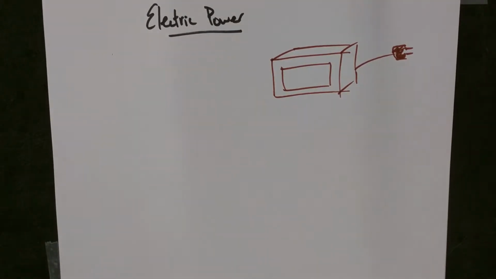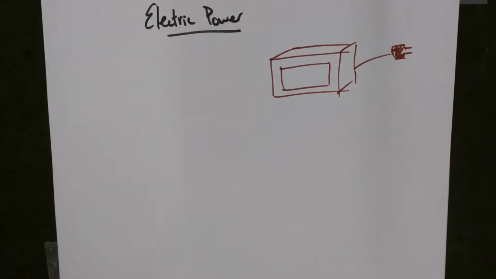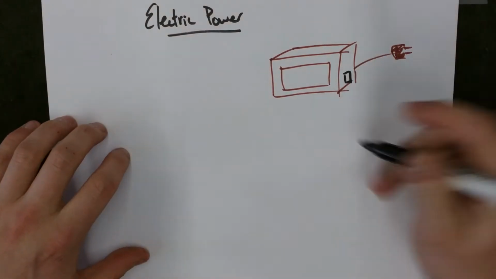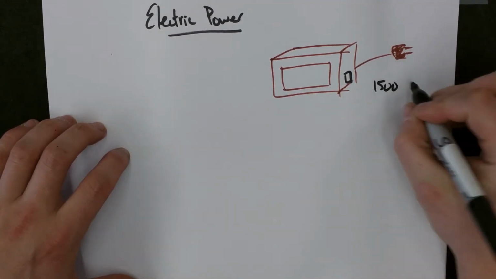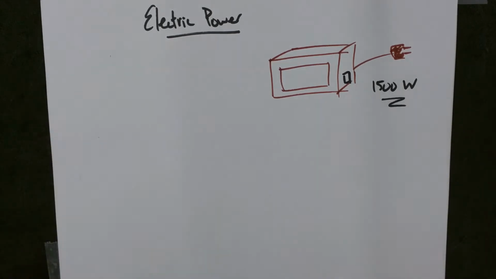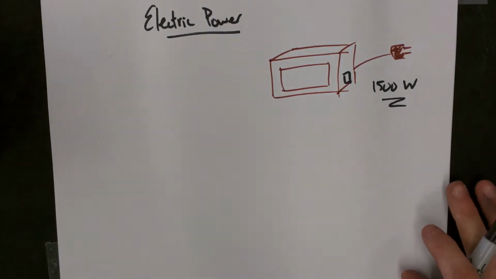Let's say that you are watching these videos at home and decide to make a snack. You decide to go heat up some popcorn in your microwave. When you go to the popcorn and you read on the side, it says that this microwave has an output of 1500 watts. And you say, whoa, I remember watts from physics.